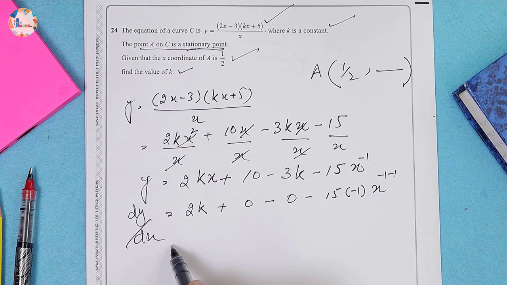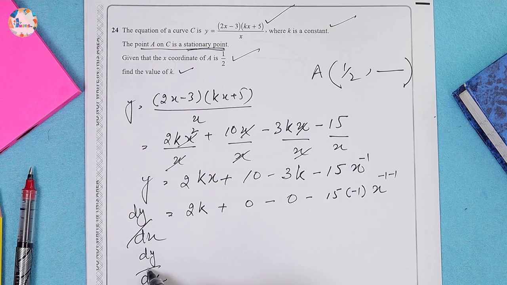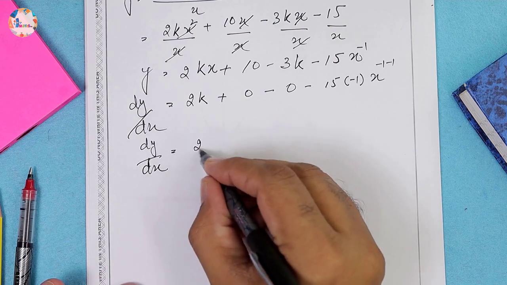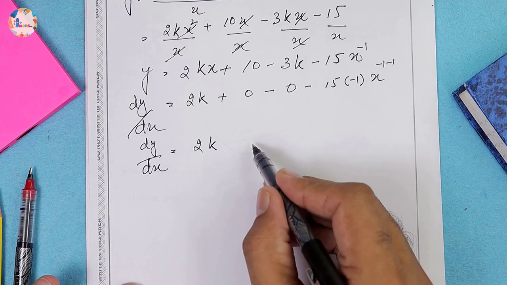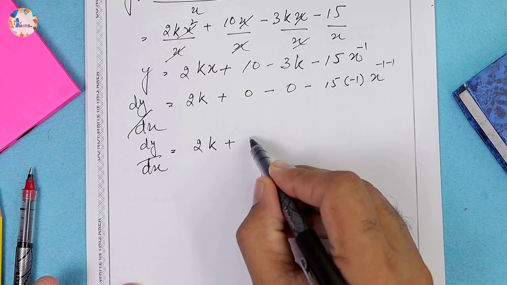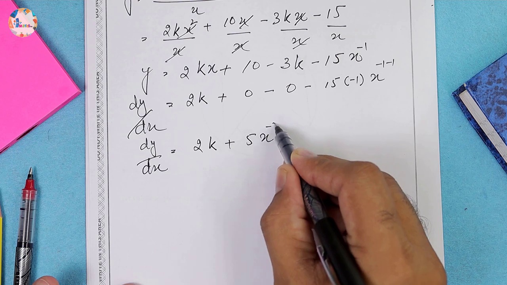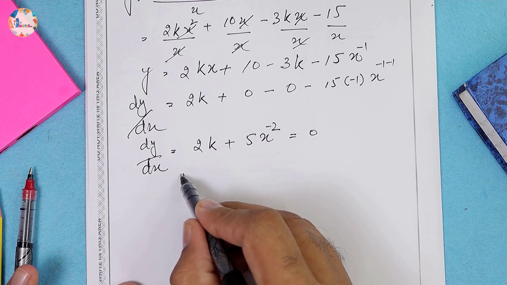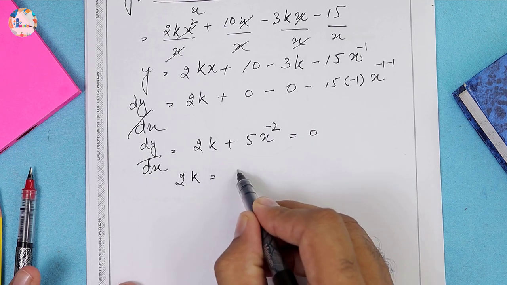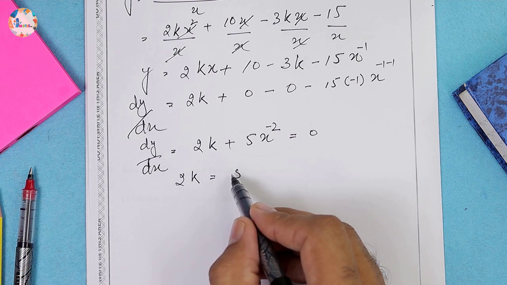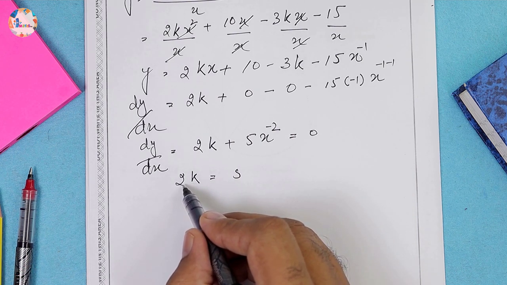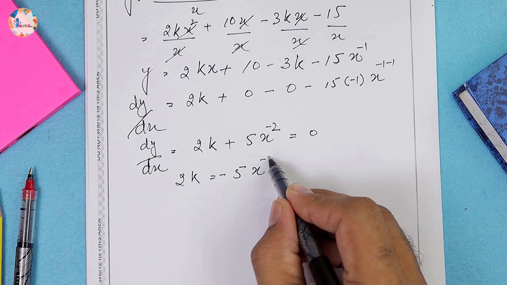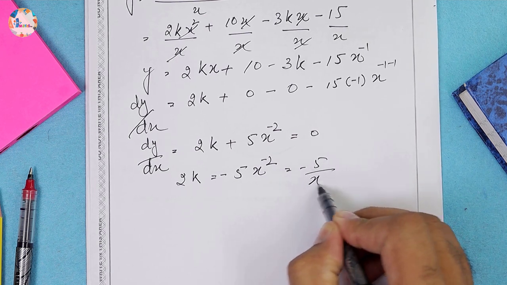So we can write dy over dx. I'll have to move the page also so that you can see properly. Okay, over here this will be equal to 2k and the rest are 0. So minus 1 into minus 1 will be plus, and 15x raised to minus 2, which we can write equal to 0. So it implies 2k is equal to minus 15x raised to the power minus 2, which we can write as minus 15 over x squared.